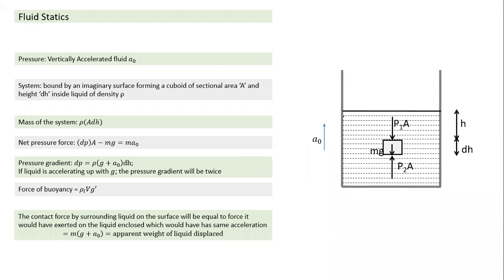And what does that force have to be? If the mass m is having acceleration a naught, the net upward force on that mass has to be equal to m into g plus a naught. And that force in this case is coming from the contact force by the surrounding liquid. So that is another way one can understand how the pressure varies due to acceleration in the vertical direction. We replace g with g effective. How does the force of buoyancy vary? The force of buoyancy also varies by replacing g with g dash.